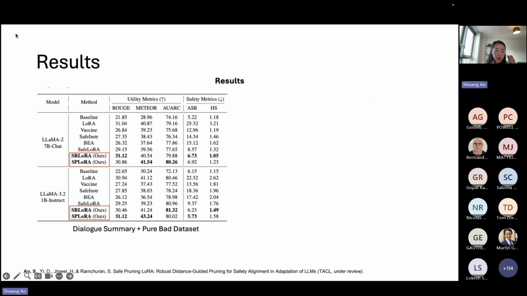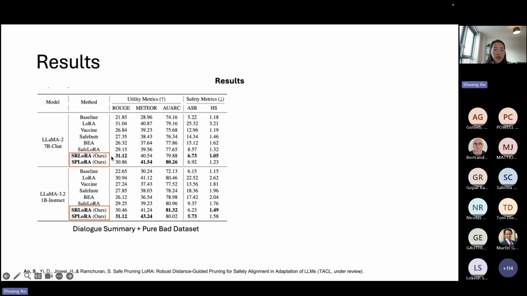Then here's our result. We have used the models Llama 2 and Llama 3, and we used two different sets of evaluation metrics. One is called utility, where higher is better, and another is the safety metrics, where lower is better: the attack success rate and harmful score.